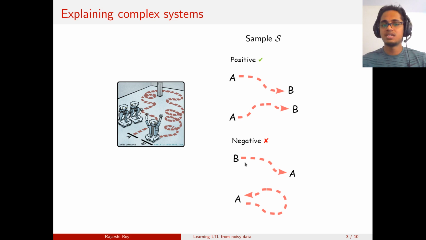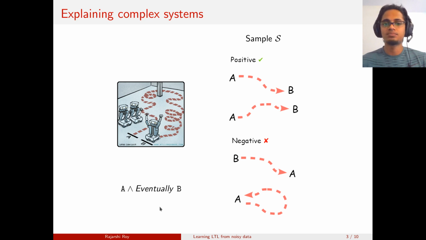Now based on these trajectories, we would like to infer a simple description of the system. In this example, a simple description which says that the robot is initially in position A and finally reaches position B is consistent with the information present in the sample, that is, it satisfies the positive traces and does not satisfy the negative ones.